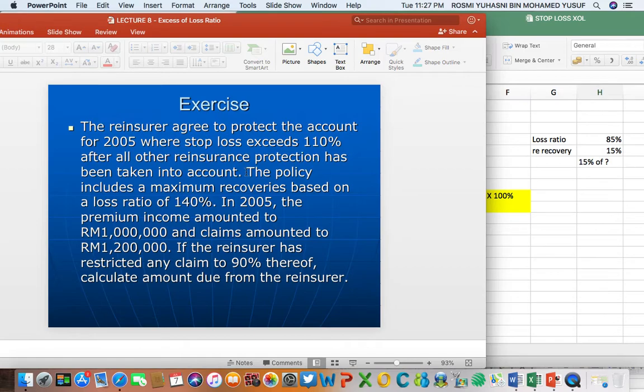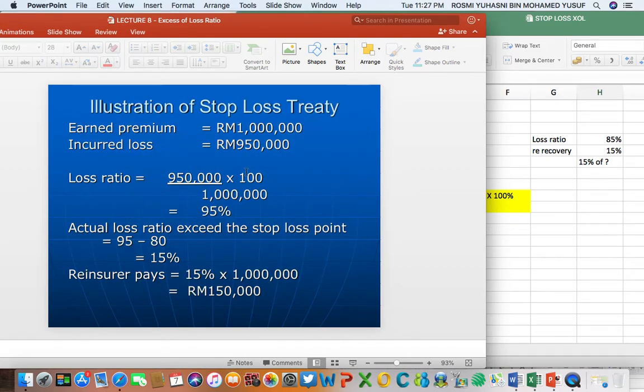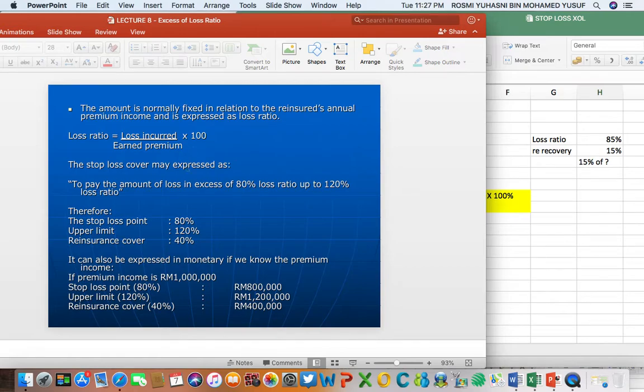Let's straight away look at the exercise here. So the loss ratio formula, as I've shown earlier, this is the formula. Stop loss cover may be expressed as to pay the amount of loss in excess of 80% loss ratio up to 120% loss ratio. So we know that 120% is the maximum cover, 80% is the stop loss point or the deductible. So reinsurance cover will be 120 minus 80%, which is 40%, the difference between the limit and the stop loss point.